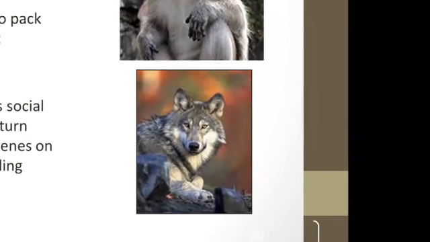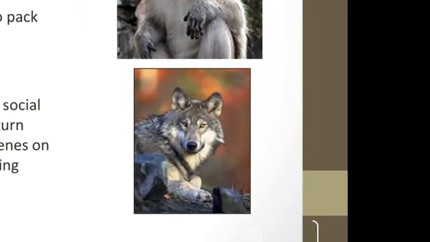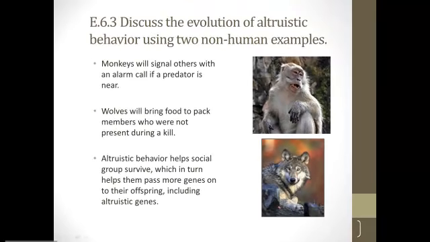Wolves also have this pack mentality, and when they have a kill, they will bring food back to members of the pack who were not there for the kill. What would be the motivation for that? Wouldn't it be better for them to have all the food for themselves? Well, not exactly, because if all their pack members die, then it might be more difficult for them to survive on their own. So in summary, altruistic behavior helps social groups survive, which in turn helps them pass on more genes to their offspring, including the altruistic genes themselves.